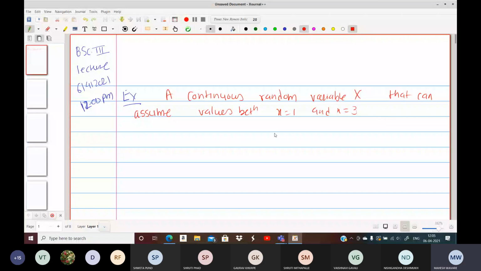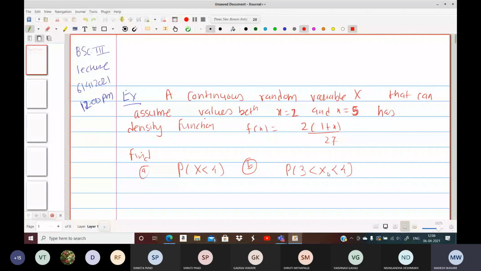A continuous random variable x that can assume values between x equal to 2 and x equal to 5 has a density function given by f of x equals 2 into 1 plus x divided by 27. The question asks to find the probability when x is less than 4, and another question, the probability of 3 less than x less than 4.